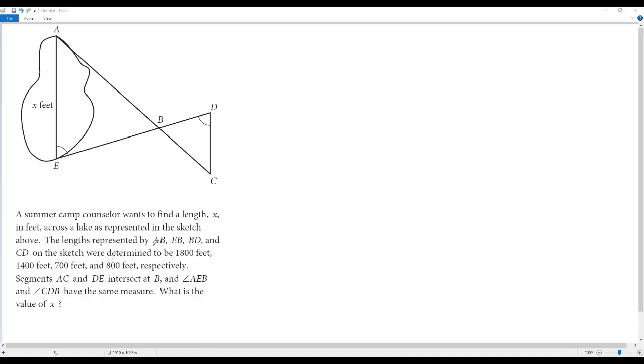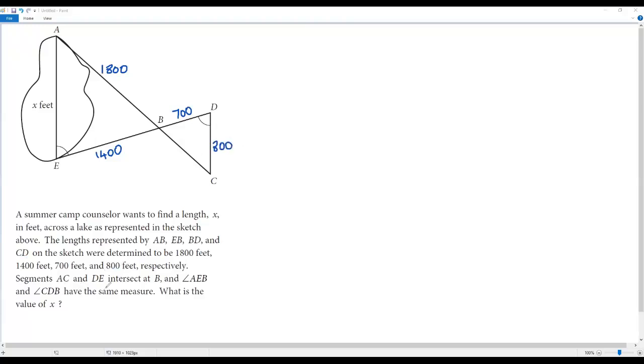So the length of AB is 1800 feet. Okay, let me mark it. And the length of EB is 1400 feet. And the length of BD is 700 feet. And the length of CD is 800 feet.